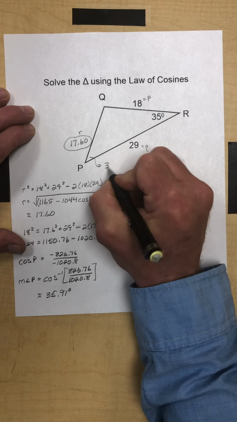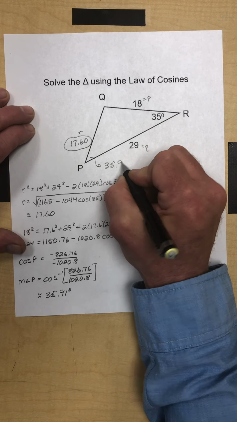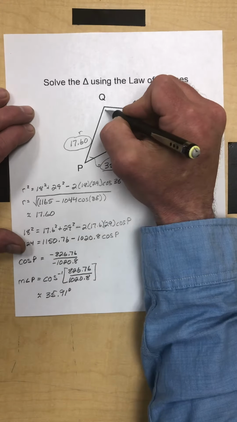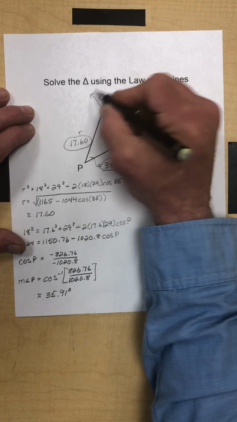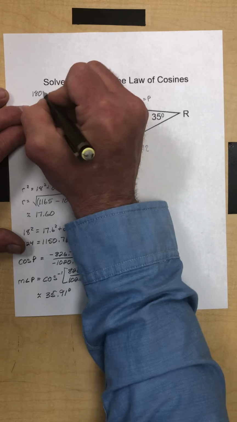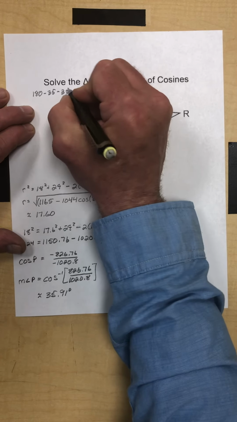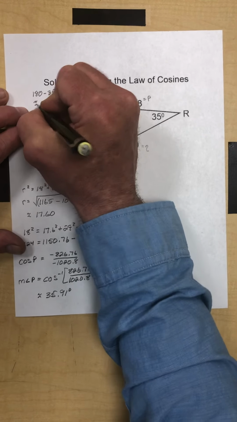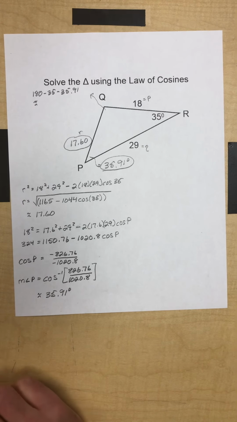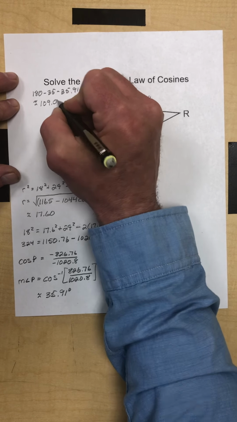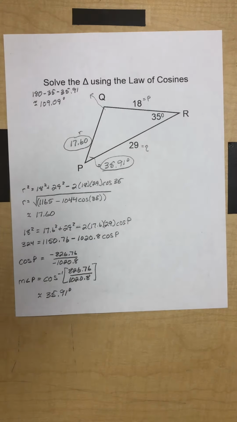Okay, so that guy, 35.91 degrees. So this guy up here, we should get something real close to 180 minus 35 minus 35.91. We should get something close to that. So let's see, 180 minus 35 minus 35.91. So we should get something real close to 109.09 degrees. And let's see what happens.